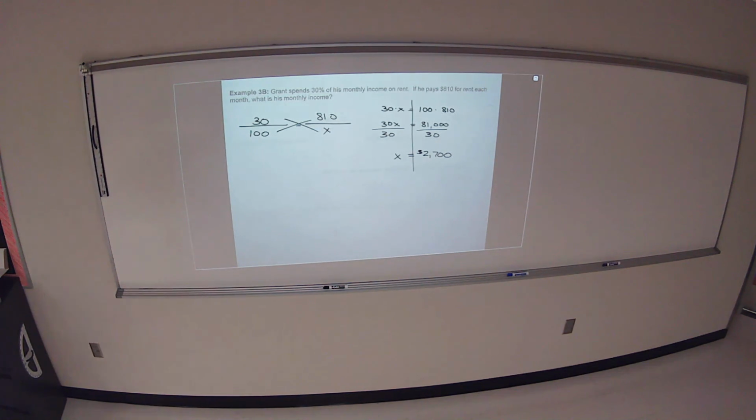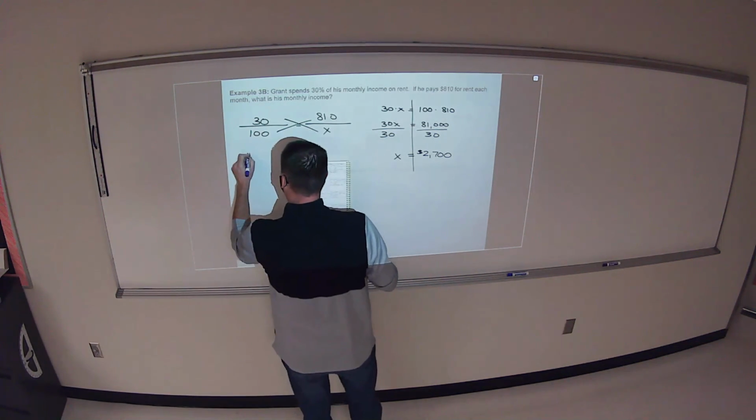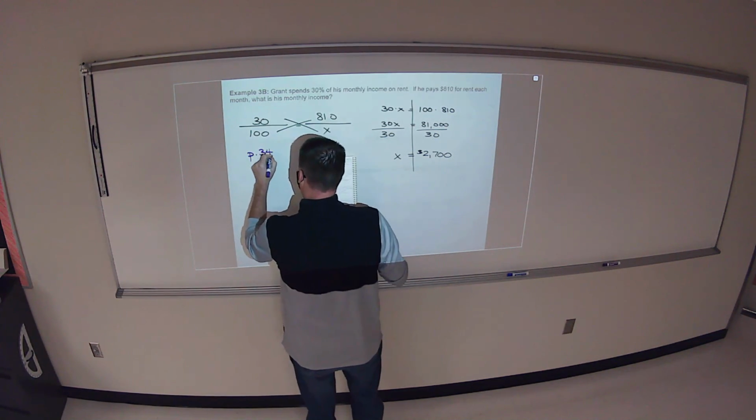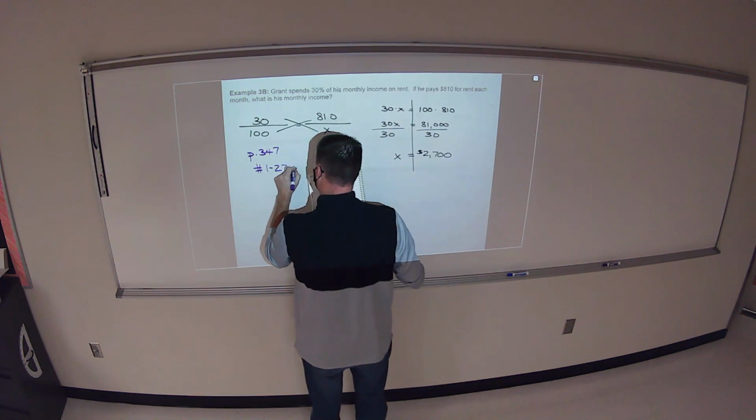Okay? All right. Your assignment for tonight is page 347. Numbers 1 through 27 odd.